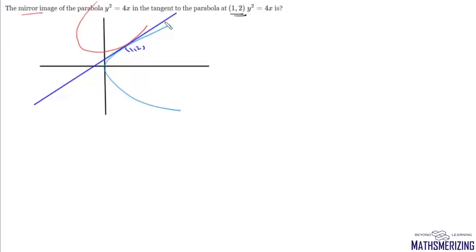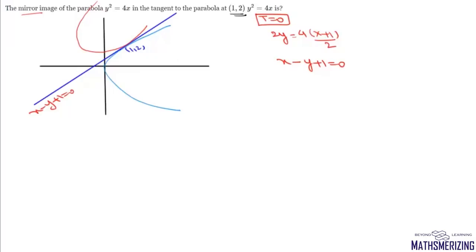Now we know that the equation of the tangent when the point lies on the curve is given by T equals 0. So we can write this equation as 2y equal to 4 times (x plus 1) by 2. So 2 and 2 will cancel. So the equation of this tangent will be x minus y plus 1 equals 0. Now we need to find the equation of this parabola.